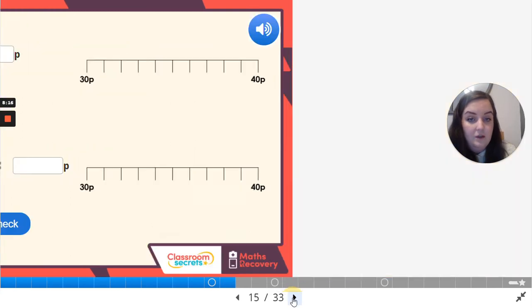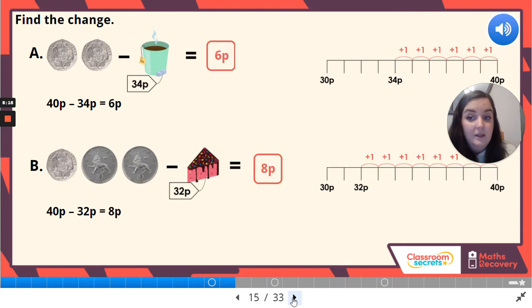So let's go to the next slide. Yep, there we go. If you said 6p, you'll get 6p change. Well done. You didn't start at 30, you had to find 34. 1, 2, 3, 4. So you started here and then jumped up. 1, 2, 3, 4, 5, 6. There is a difference of 6p. So that is the change you're going to get. And the same here, look. Starting here at 32p, you're going to jump all the way up till you get to 40. And that is an 8p difference.